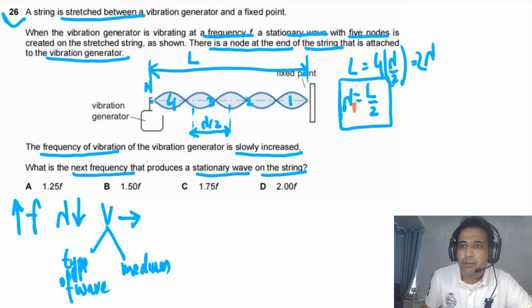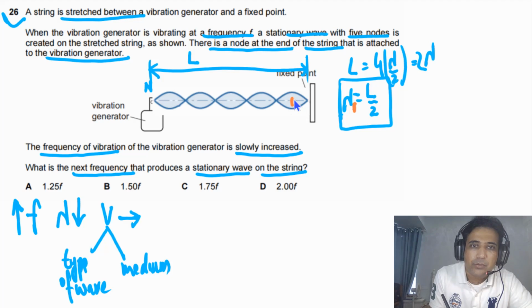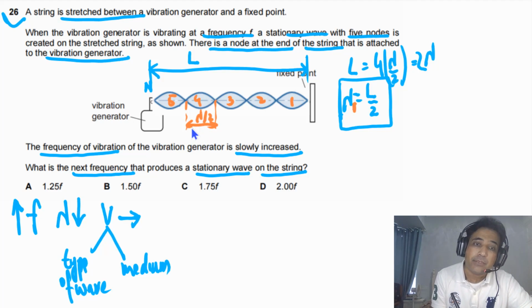So this is how the wave will look. Now we have 5 loops. You can draw this one by yourself. So we have 5 loops here. This is 1 loop, second one, third one, fourth one, and this is the 5th one. So in this case, this is also lambda by 2, but this lambda is different.